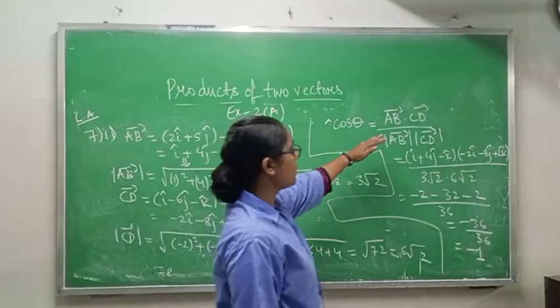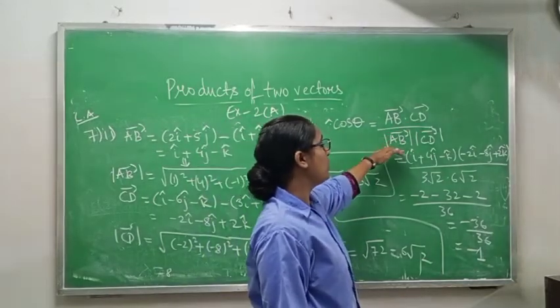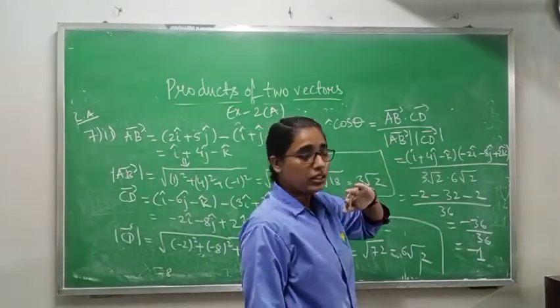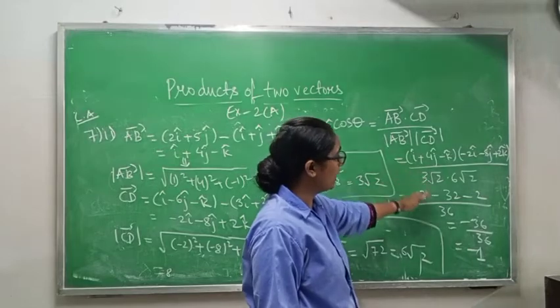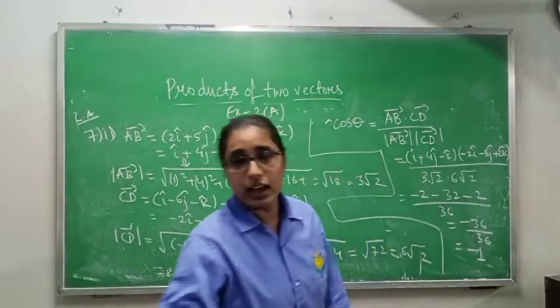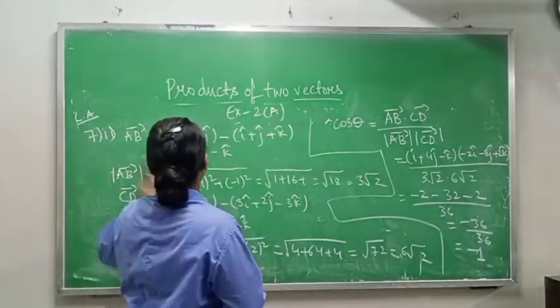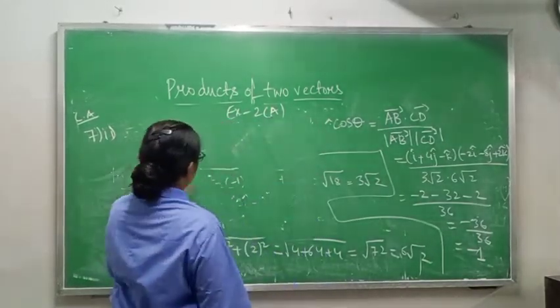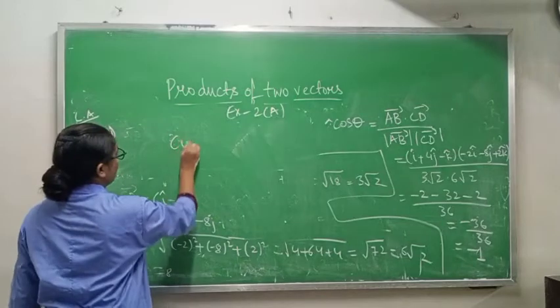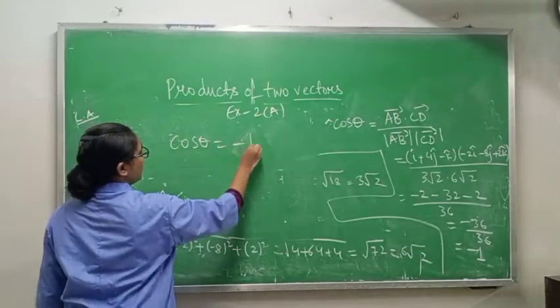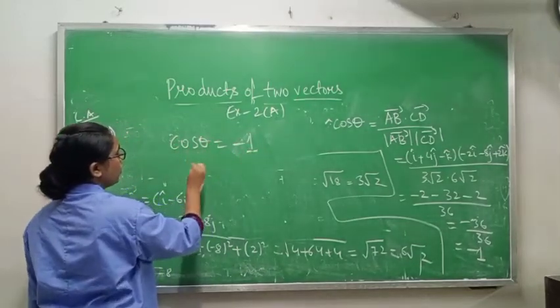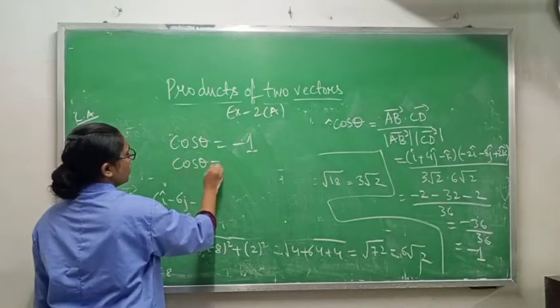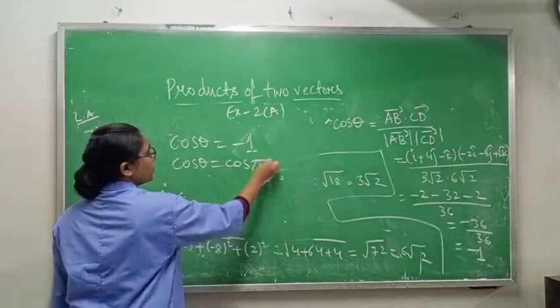Now cos theta is AB vector dot CD vector divided by mod AB vector times mod CD vector. When you put this in, you will get minus 1 as your answer. Okay. After this, what will you do? You are getting cos theta equals minus 1. When cos theta equals minus 1, cos theta equals cos pi, means 180 degrees.